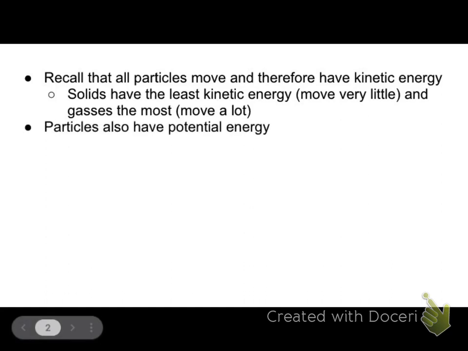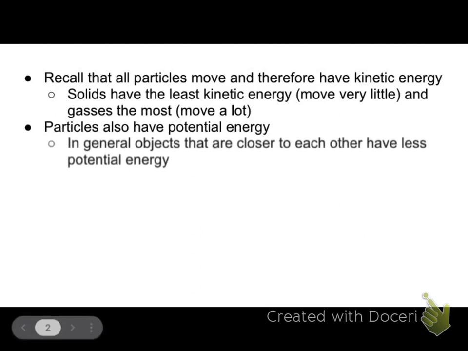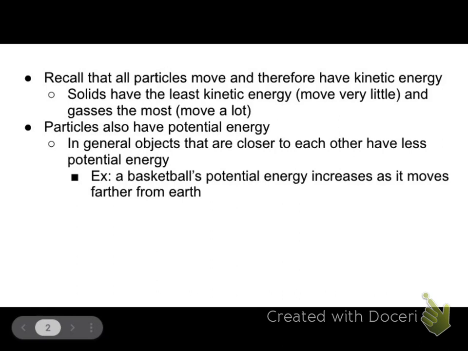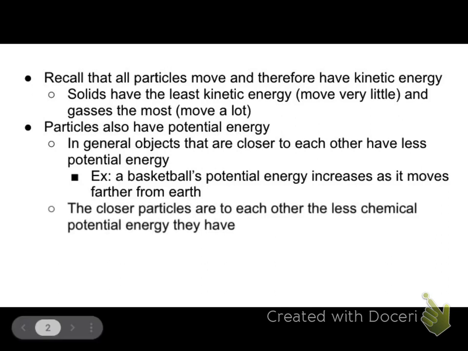Particles also have potential energy. In general, objects that are closer to each other have less potential energy. Thinking about gravitational potential energy, if you use the example of a basketball, that basketball is going to have more potential energy when you're holding it up at shoulder height than it does when it's resting on the floor in the gymnasium. Because it's further away from the surface of the earth, the distance between them is greater, the potential energy is greater. The same holds true for particles.